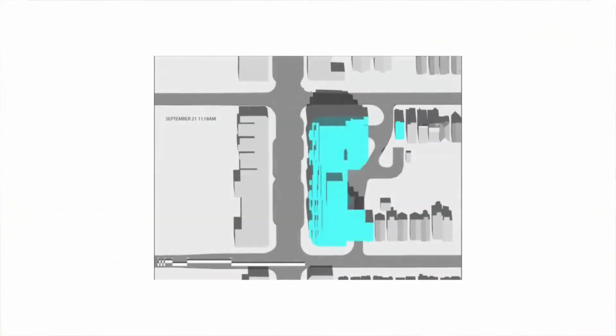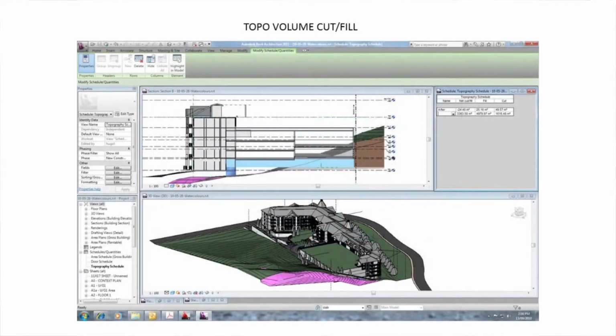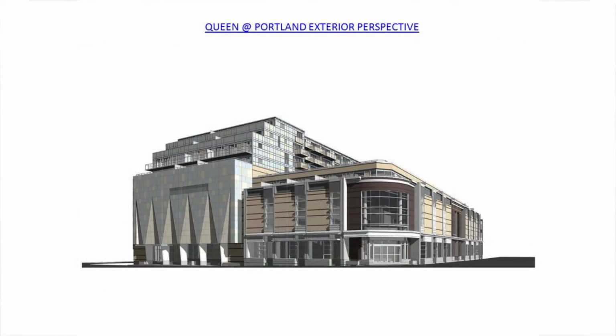Let's see if this is going to play. We also do shadow studies in Revit. That's generated from Revit. On the practical side, we can calculate the cut fill volume topography in a project. We did that. That's a recent project. It's a retail and residential combined, Queen and Portland exterior perspective.